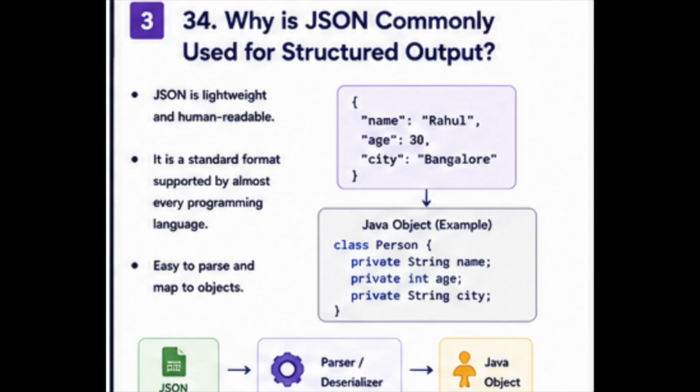The advantage is that the AI response can directly become a Java object. We don't need to manually search through a paragraph and extract values using string operations. This makes our code cleaner and more reliable.